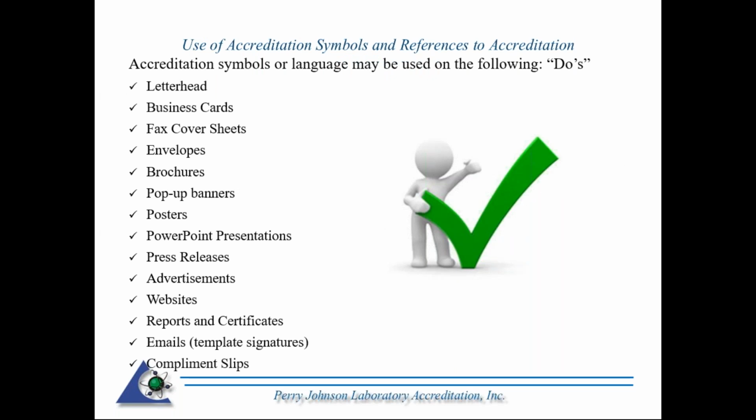So do's and don'ts. We're going to look at the do's, and this comes right out of SOP 3. Accreditation symbols or language may be used in the following. We call these do's. It can be used in letterhead, business cards, fax cover sheets, envelopes, brochures, pop-up banners. If you go to trade shows and presenting your testing or calibration organization, feel free to display the PJLA logo symbol as we're discussing today. Posters, PowerPoint presentations, press releases, advertisements.